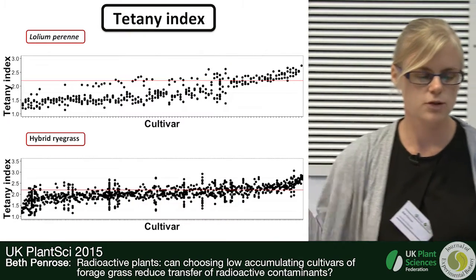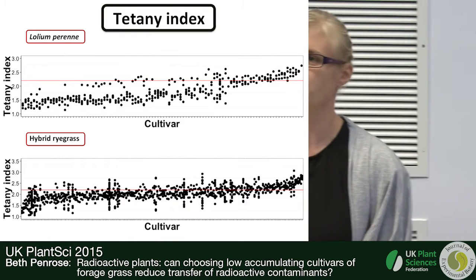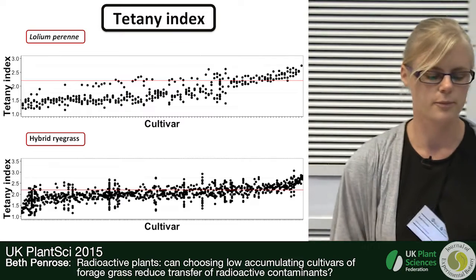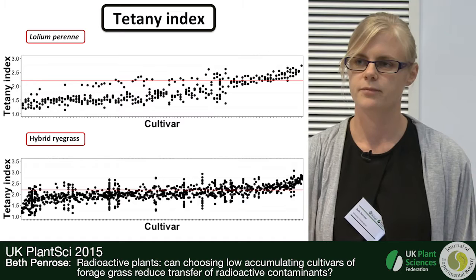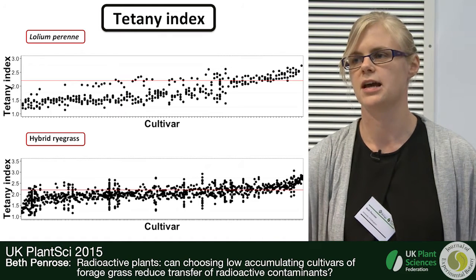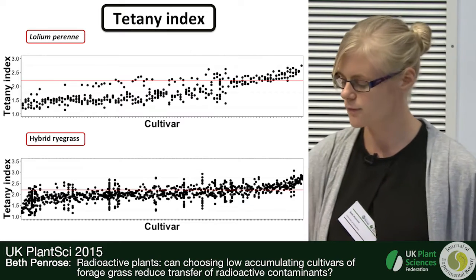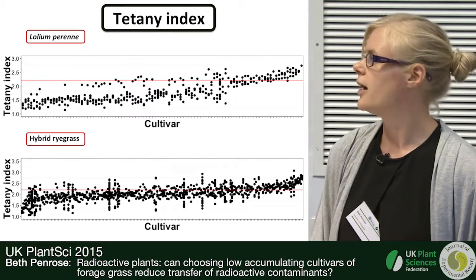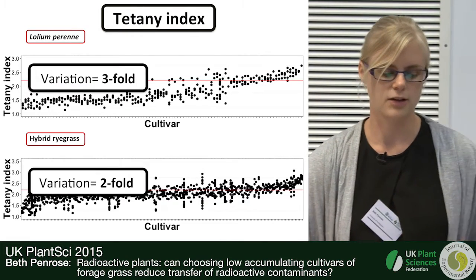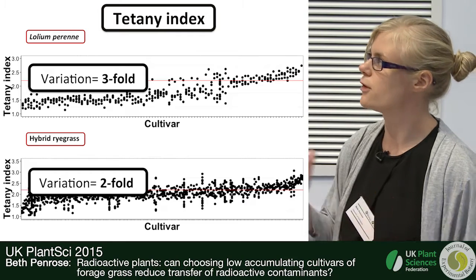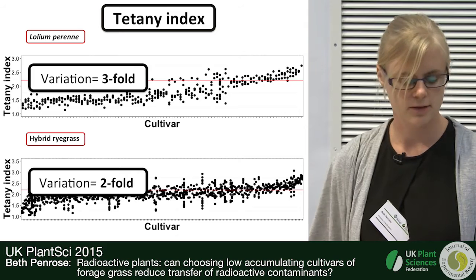This is some crude data, so please don't ask me too much about this because we haven't quite analysed all of it yet. But basically, yes, we have some varieties which are below, and we can reduce the tetany index really quite significantly just by planting a different cultivar of grass. So this is also good news. And you get variation of like threefold and twofold depending on which species you're talking about.